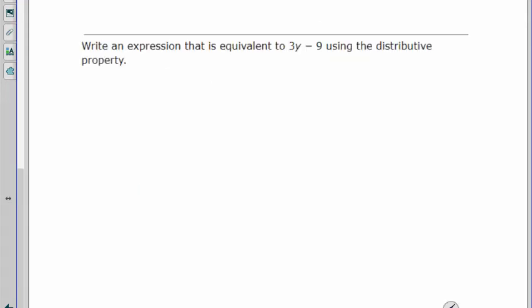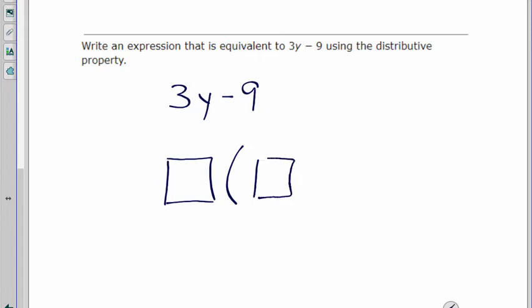Okay, this is one for you to try. We have the expression 3y minus 9, and they want you to use the distributive property to come up with an expression that is equivalent to it. So it looks like we're reversing it here also. You're going to come up with something times something minus something. Notice I said minus, and that is because that operation is subtraction between those two numbers. So find a factor that's in 3 and also in 9, and pull that common factor out.